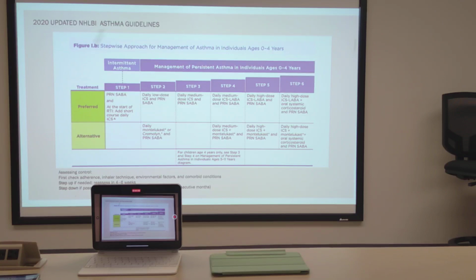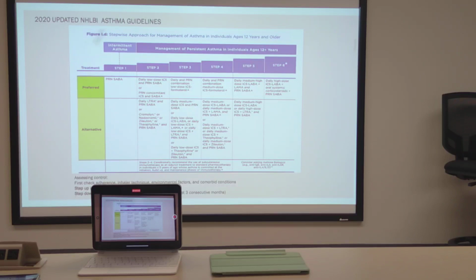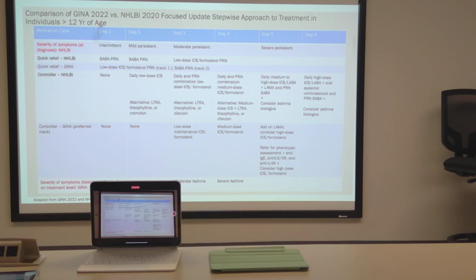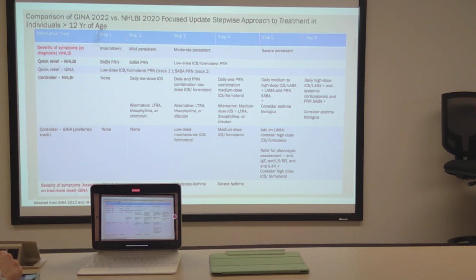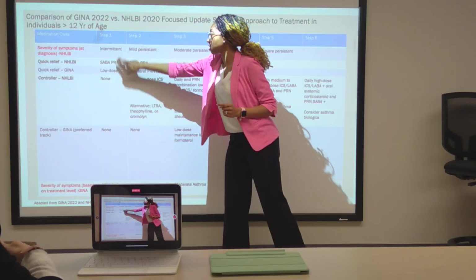This is the same thing, straight from the guidelines. And then this table here, I put together as a summary of the GINA guidelines and EPR3 together, so you can see what I was talking about. Step one, you have intermittent asthma, and for the EPR3 guidelines it has the SABA PRN. But if you're looking at the GINA guidelines, it's recommending a low-dose inhaled corticosteroid. Those are the differences when looking at step one in terms of quick relief.